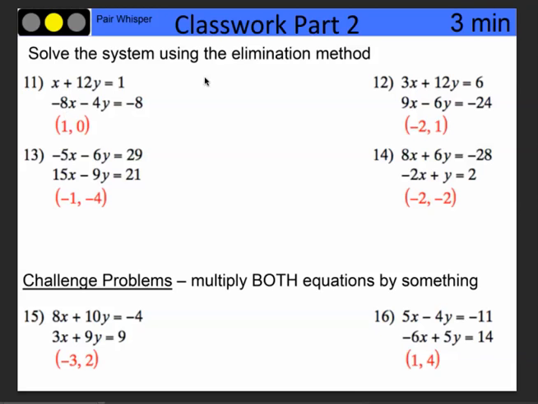Alright, so here's part 2 of the classwork. You can do these on your own. The solutions are there so that you can check that you're doing it correctly. These last two challenge problems, the hint is that you need to multiply both equations by something. So for instance, there's nothing that I can multiply 3 by to make it turn into 8, unless I want to start doing fractions, which you can definitely do. But I think it would probably be easier if we multiplied both of these by something so that we could get either the same number of x's or the same number of y's so that they cancel out. So try and figure that out.